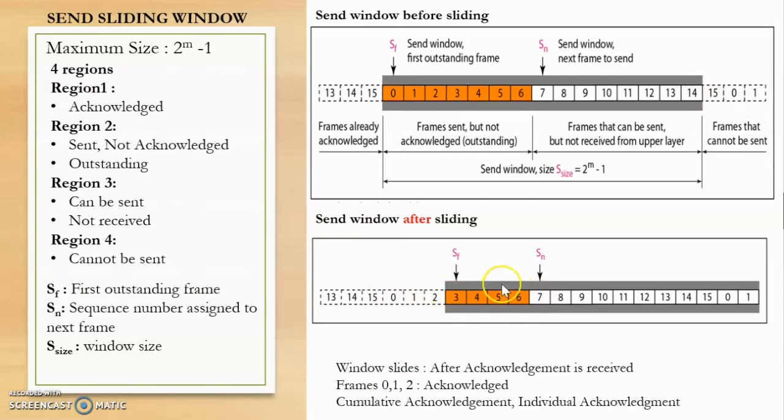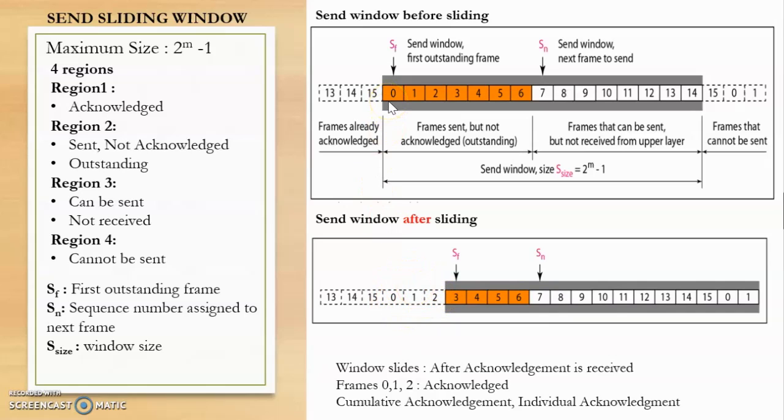Next, this is the window after sliding. The window will slide to the right only after an acknowledgement is received. Suppose in this figure, the frames with sequence numbers 0, 1, 2 are acknowledged. That is, acknowledgement has been received for these 3 frames. So the window has slid 3 slots to the right as these 3 frames are already acknowledged.